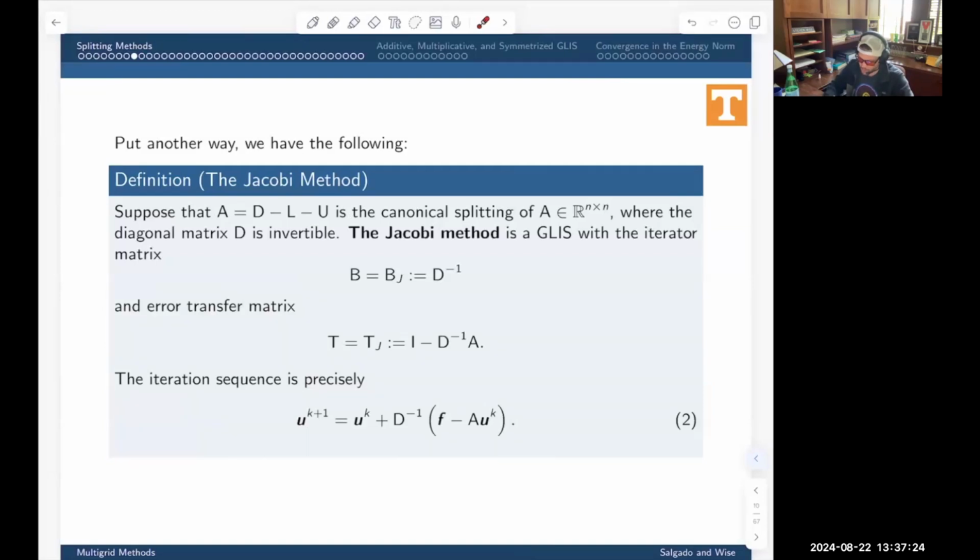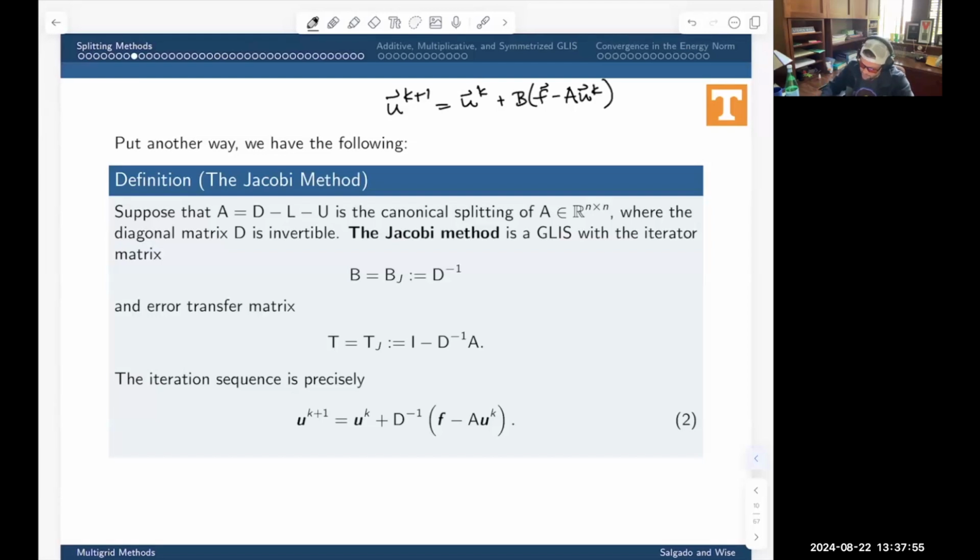Very easy to show that the Jacobi method is just a general linear iterative scheme where the iterator matrix is just equal to D inverse. So remember what the structure of a general linear iterative scheme is. It has to be of the form U^(k+1) equals U^k plus B times (F minus A times U^k).